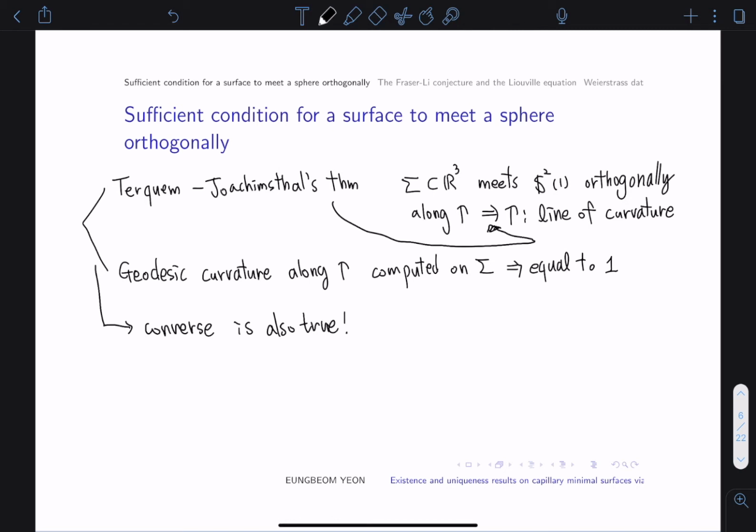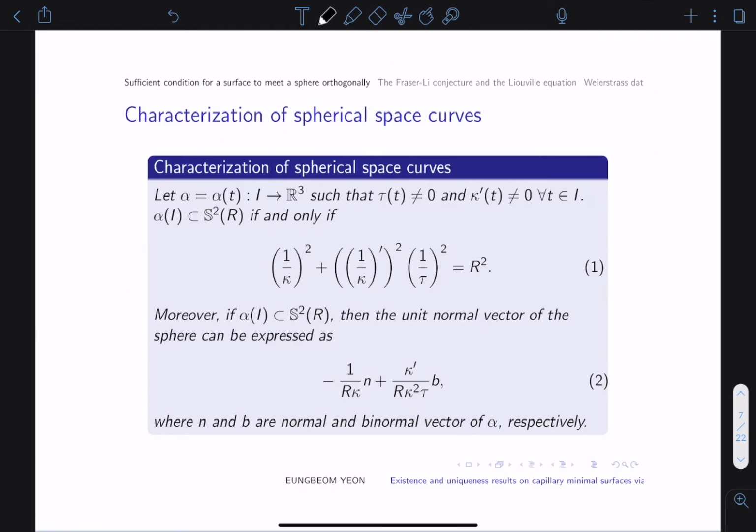At first glance, the free boundary condition can be considered very powerful, so it could tell us more. But it turns out that it's not the case. The following classical result can be used to show that those two conditions are sufficient for the surface to meet a sphere orthogonally. This criterion is a very famous, well-known fact. We see that these terms here are expressed in terms involving curvature and torsion. And this is a necessary and sufficient condition for a space curve in R3 to lie on a sphere.